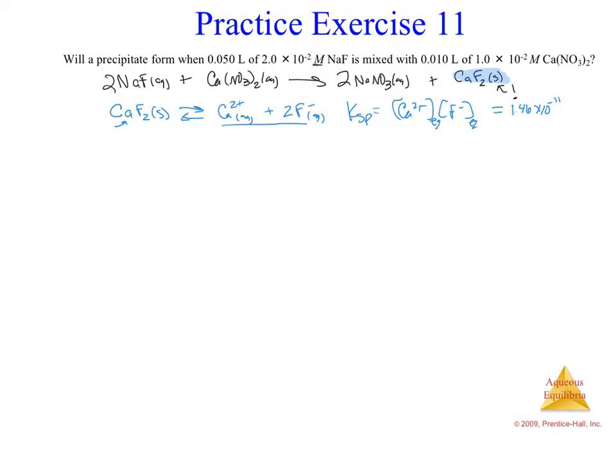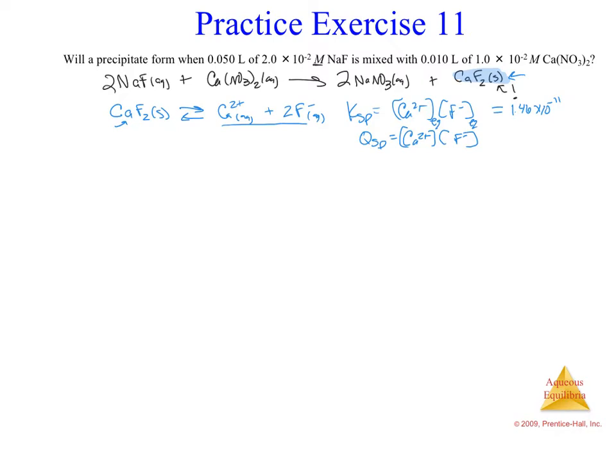However, we have very low molarities, so we're not sure if we're going to form a solid or not. So to do that, we have to solve for QSP. So QSP is just our calcium that we have in this beaker times our fluoride that we have in this beaker. In order to solve this problem, we need to find our new molarity.